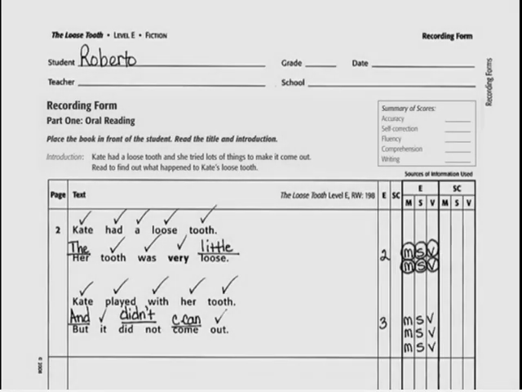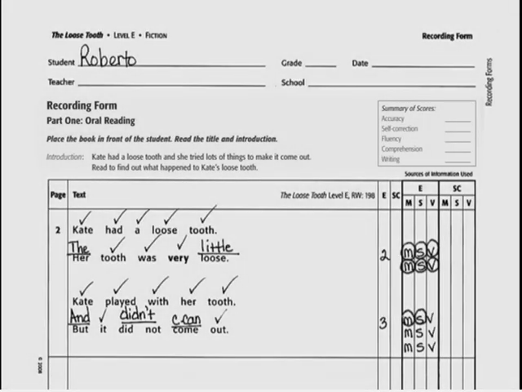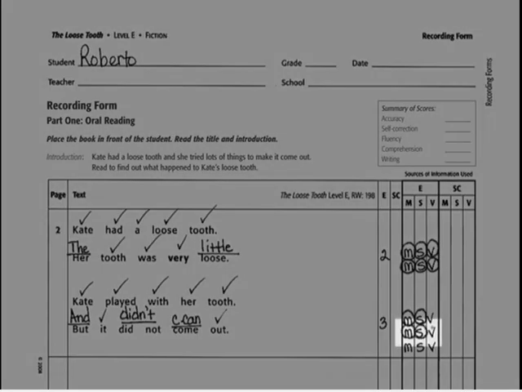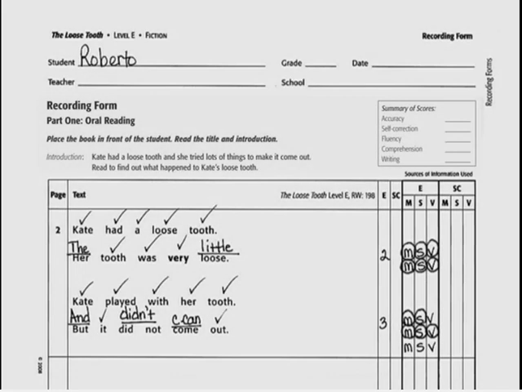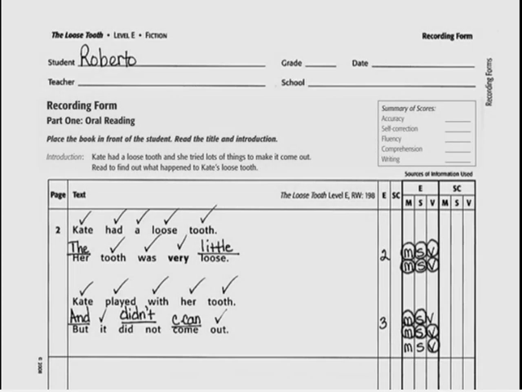Continuing on page 2 of the text, "and" was read for "but." Ask the questions. Circle M and S in the error column. "Didn't" for "did not." Ask the questions. And circle M, S, and V for this error. "Can" for "come." Ask yourself the questions. And for this error, circle V only. Mark each error according to the sources of information used in the E section.